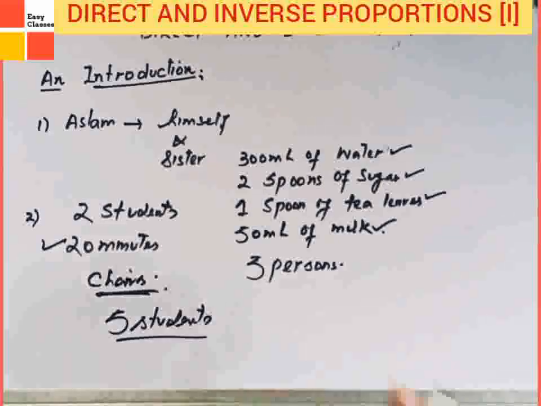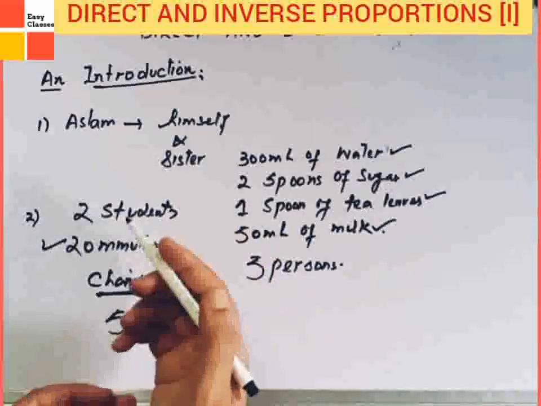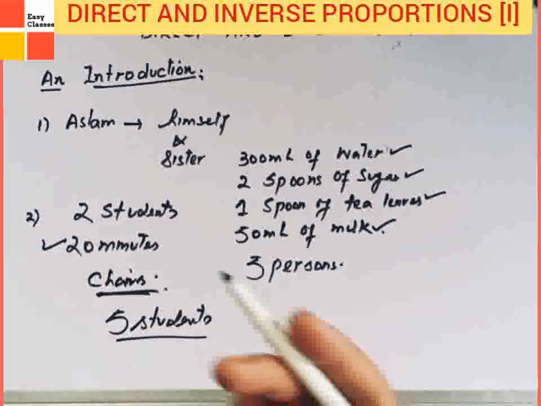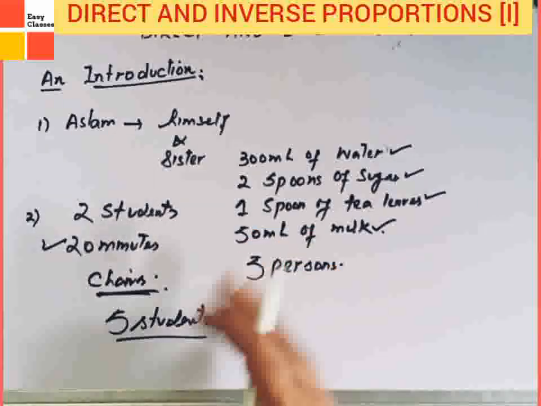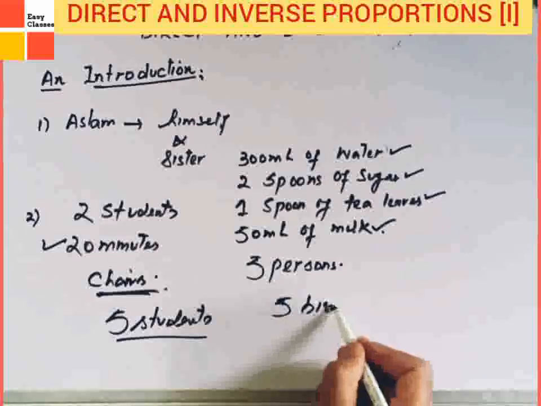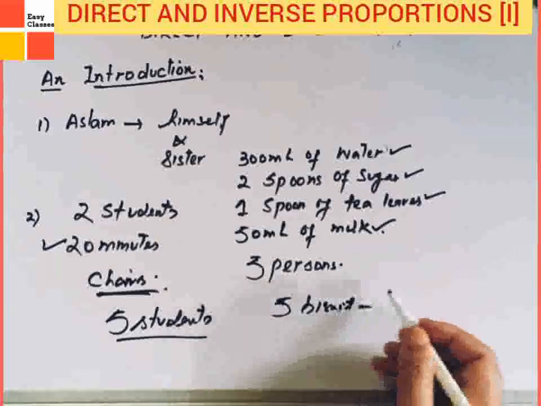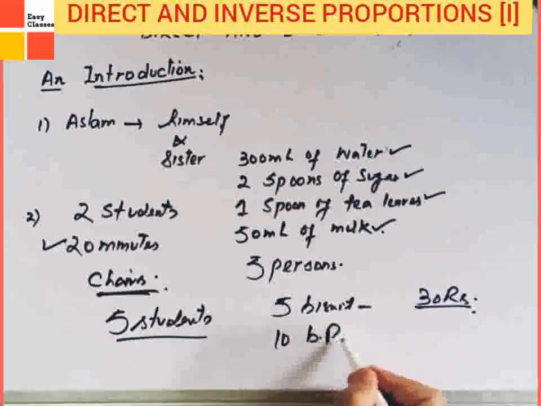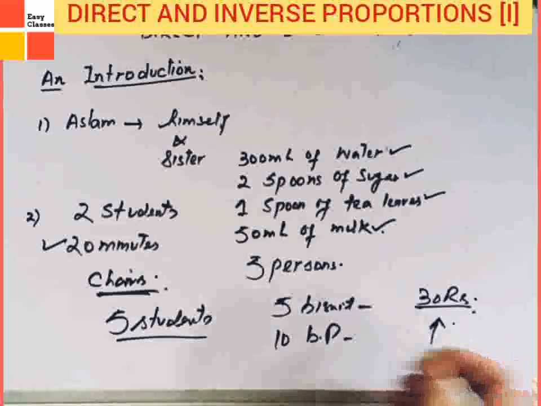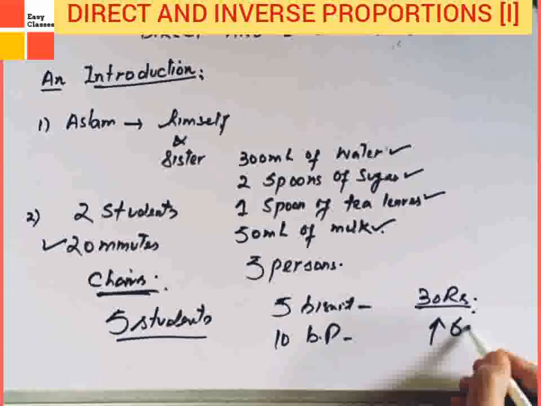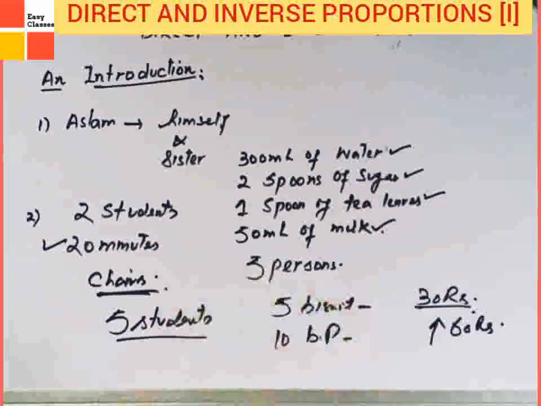We come across many such situations in our day-to-day life, where variation in one quantity brings variation in another quantity. For example, if the number of articles purchased increases, the total cost increases. If you purchase 5 biscuit packs, say they cost 30 rupees, then if you purchase 10 biscuit packs, the cost will be 60 rupees.